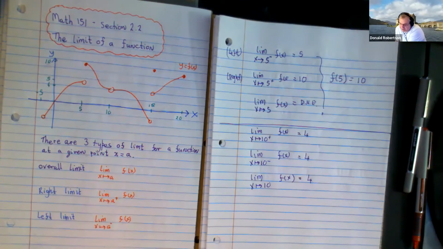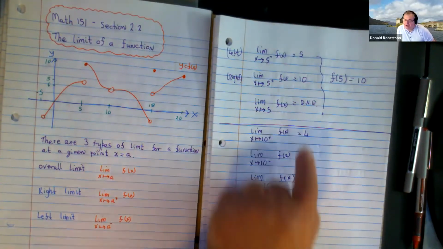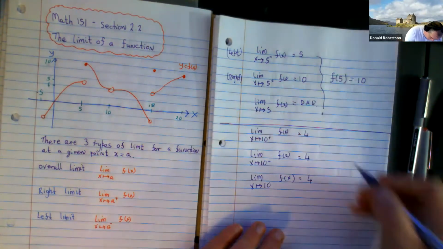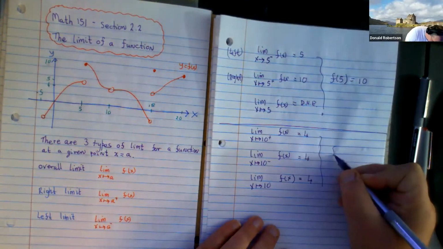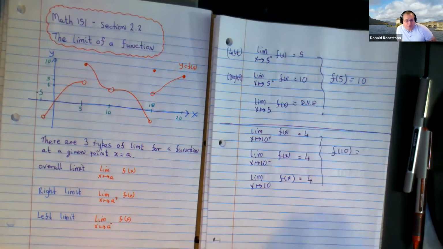So if you want to find out limits, don't you probably find the left and right first? And if they agree, the overall limit is equal to that number. And if they disagree, the overall limit does not exist. Now let's figure out what the value of this function is at x equals 10.